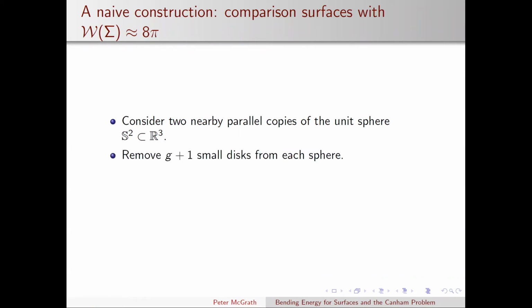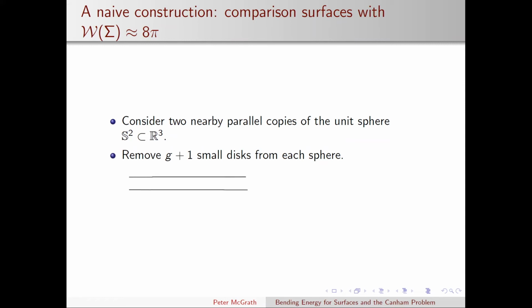The heuristic is you want to construct a surface that looks like this doubled sphere I drew from before, because such a surface will have total energy about 8 pi, because it will be about the energy of 2 spheres, each of which is exactly 4 pi. Again, their size doesn't matter, but they'll be very close to each other, and then they'll have these little handles, which will have very small energy.